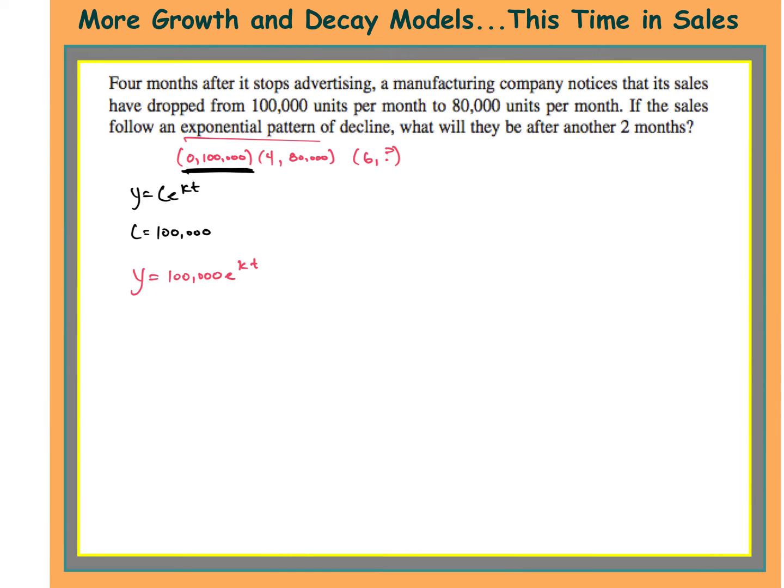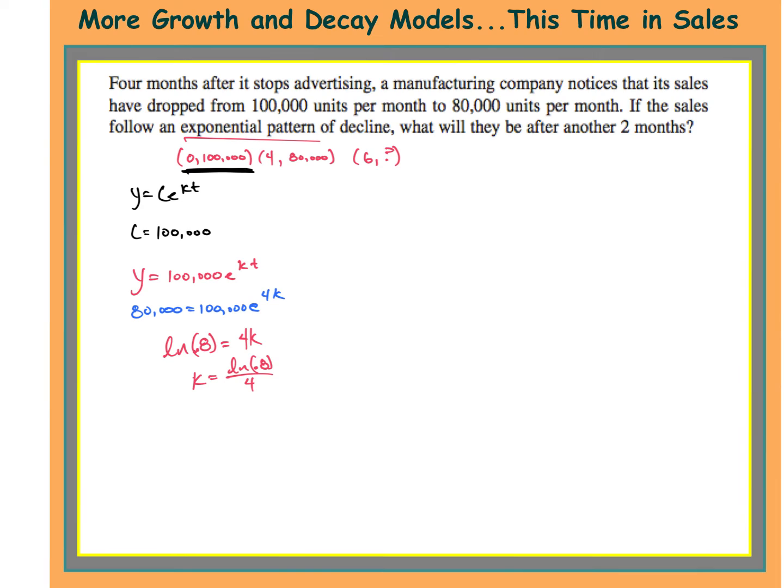So now we're going to substitute in our next ordered pair. So what would be my y? 80,000 is equal to 100,000 e to the 4k. So now what do we do? Divide by 100,000. And then what? We natural log. So now we have natural log of 0.8 is equal to 4k. So then what do we do? Divide by 4. So k is equal to natural log of 0.8 over 4.